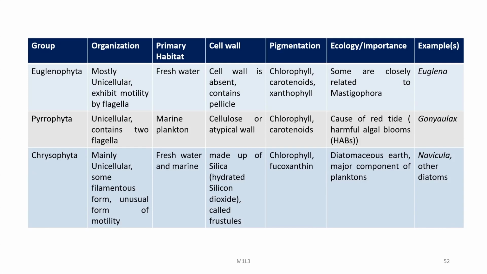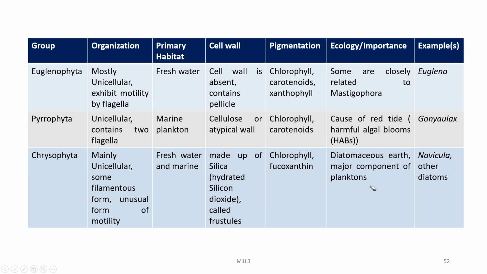So, Euglenophyta are mostly unicellular and exhibit motility by flagella, found in fresh water. They do not have a cell wall but contain a pellicle, and they have pigments like chlorophyll, carotenoids and xanthophyll, and some are closely related to Mastigophora. Some examples include Euglena.